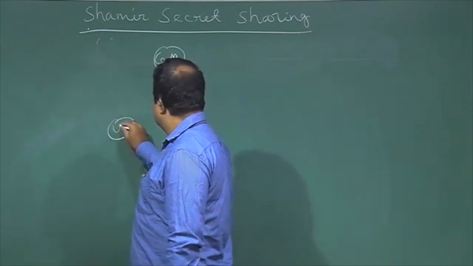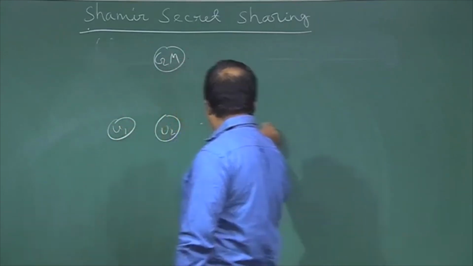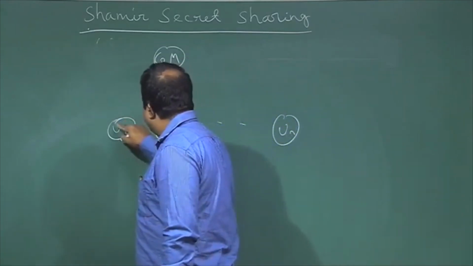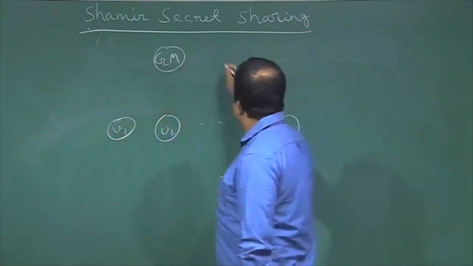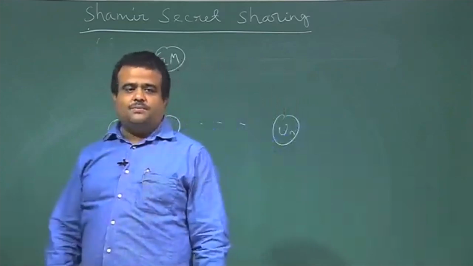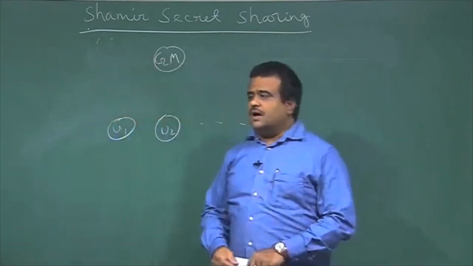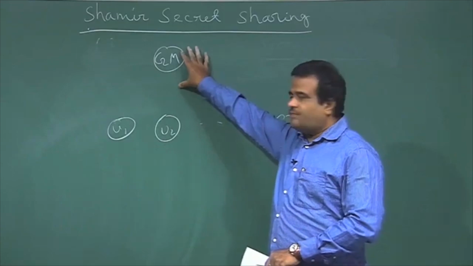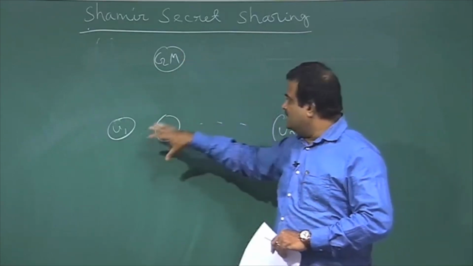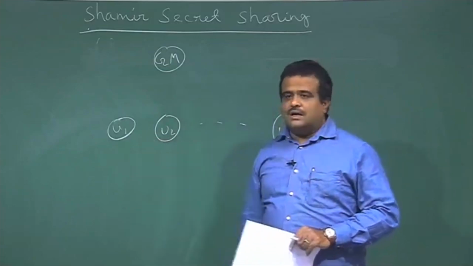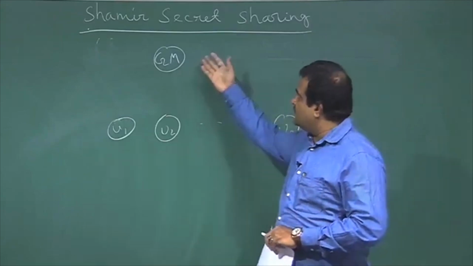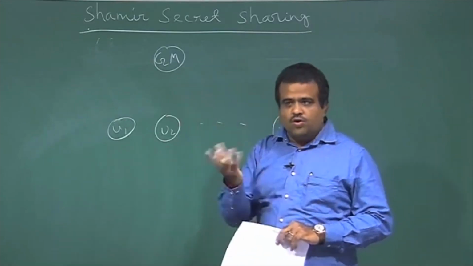And there are n users: U1, U2, ..., Un. Okay, and now there is a secret key or the session key, because this needs to change session-wise. Suppose this is a TV channel operator, a cable operator, Tata Sky or some cable service provider, and these are the users who subscribe for this channel.